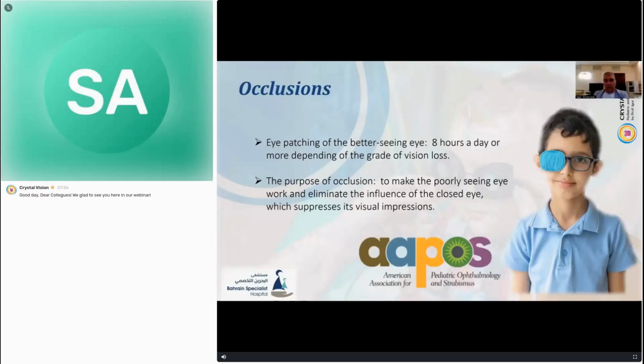And in general, it can be considered proven that occlusion should be performed for 8 hours or more. Under no circumstances should it be less, otherwise it is ineffective.